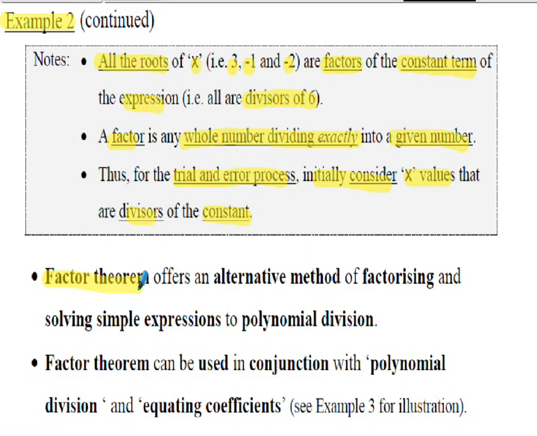So factor theorem offers an alternative method to the factorizing of solving simple expressions, such as using polynomial division, something we're not covering in this presentation but covered in other presentations. Factor theorem can be used in conjunction with the polynomial division method and also the equating coefficients method, which is shown very briefly later on in the presentation.